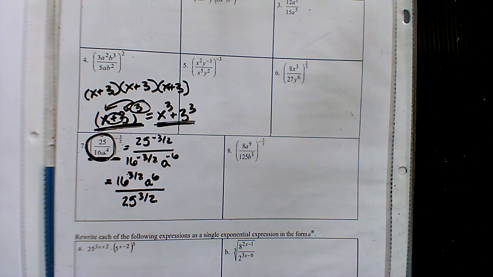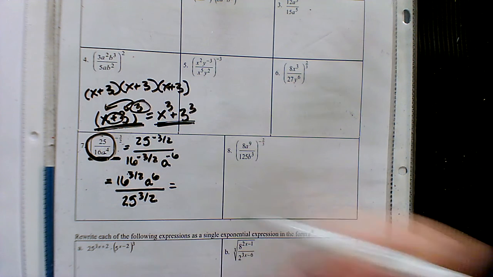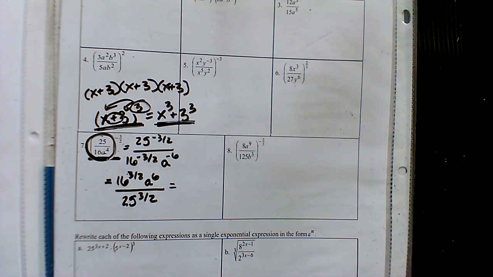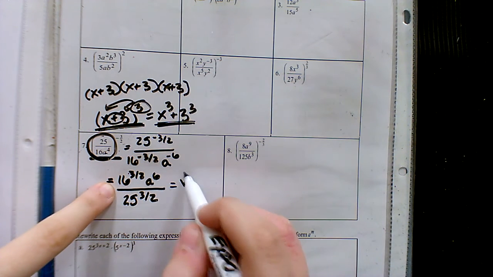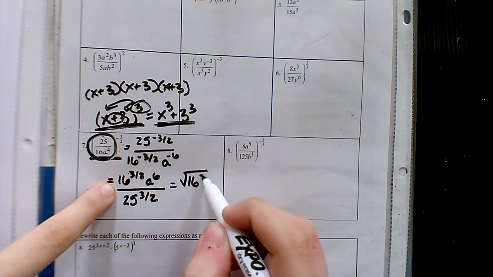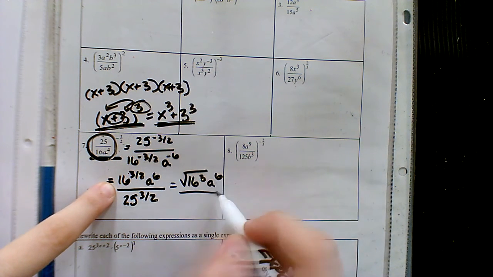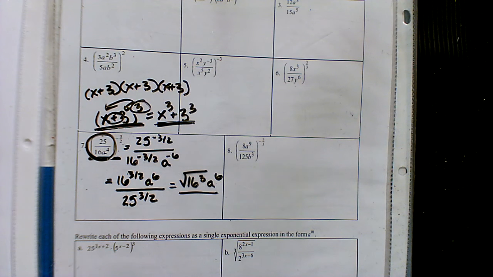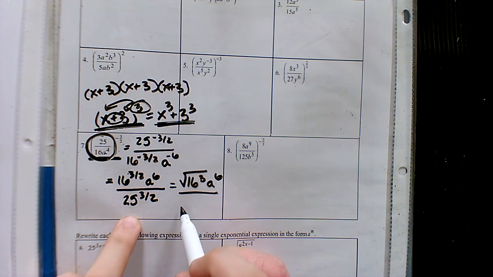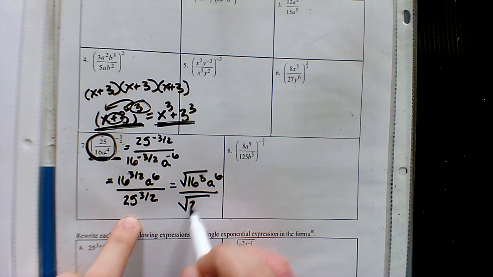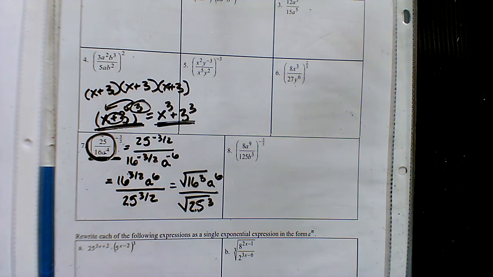Okay, so negative powers, you switch the location. All right, now I like Blair's idea about turning the fractional powers into roots. So for the 16, that'd be the square root of 16 to the 3rd. Okay, the bottom number's the root, the top number is the inside power. And then the same thing for the 25, this would be the square root of 25 to the 3rd.